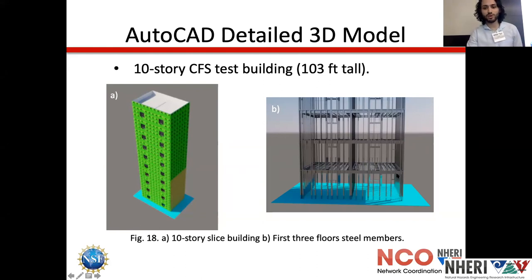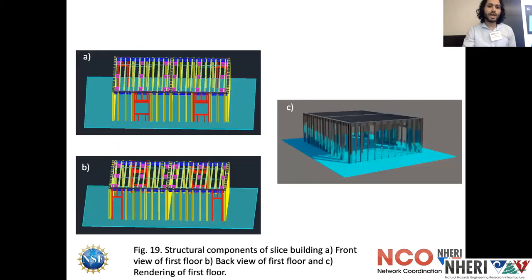Here, I zoomed in on a snapshot of the first three floors of the 10-story building, so we can actually observe how it's going to look and how the structural members are going to look. Here, I have a snapshot of the first floor of the 10-story building. I put this in color so we can observe all the different structural members the 10-story building is going to have.